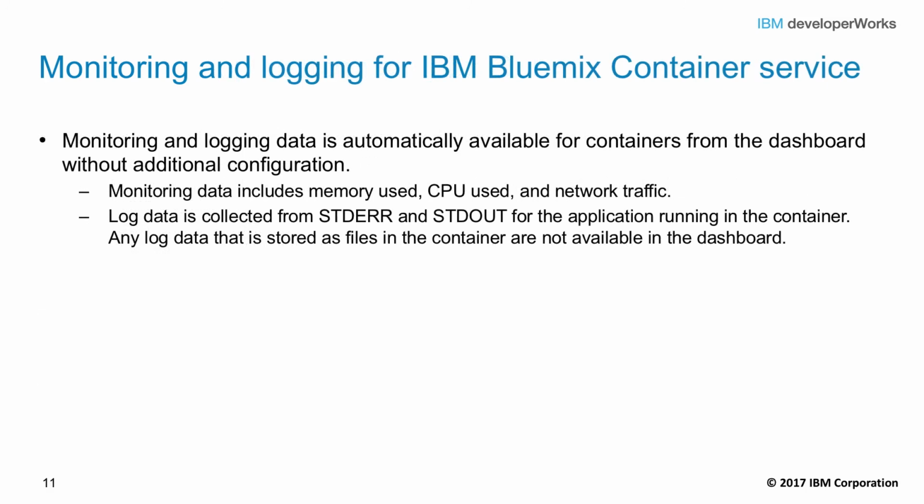The dashboard for a deployed IBM Bluemix service, single container, and container group includes a monitoring and logging panel. The monitoring data includes memory, CPU, and network traffic graphs. Log data from standard error and standard out of the application of the container is also available. If the application instead logs data as files to the container, these will not be available.